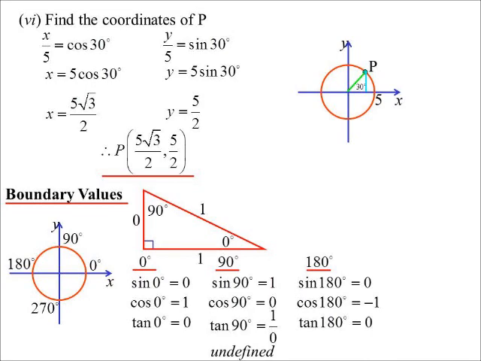Well, 180. That's not in my triangle. But which quadrant is 180 degrees in? That's right, it's not in either. It's on the boundary between the second and the third quadrant. So now I use a little bit of logic. Okay, sine of 180. In the second quadrant, sine is positive. In the third quadrant, sine is negative. So what number is both positive and negative? Sine 180 must be 0.